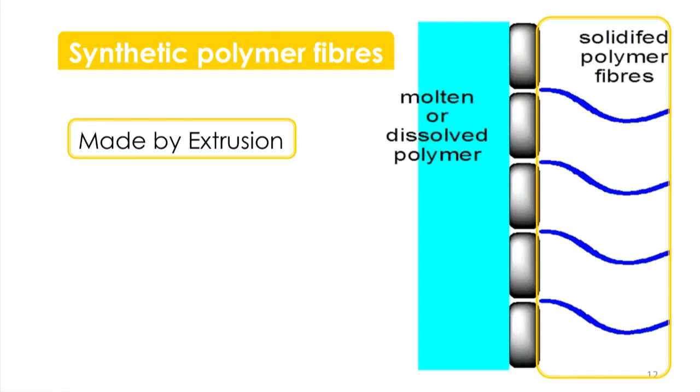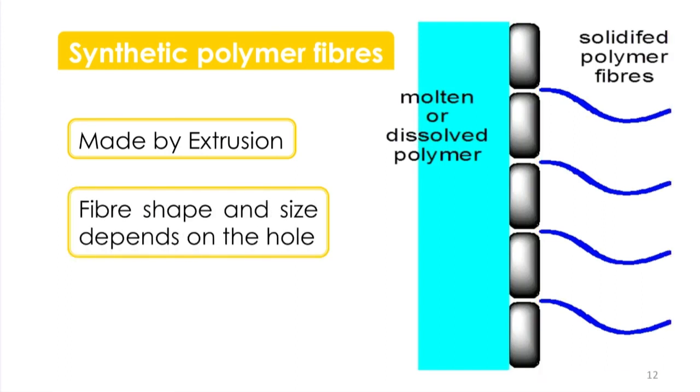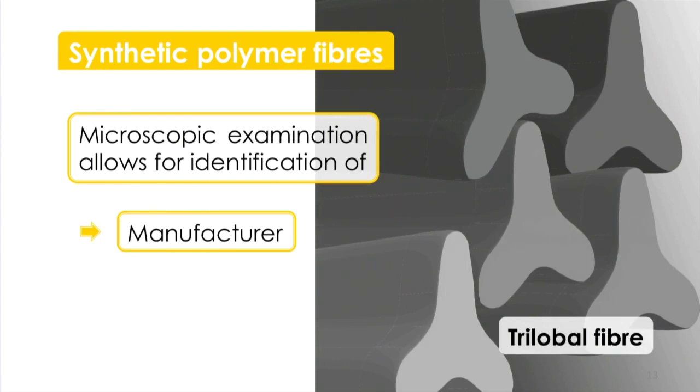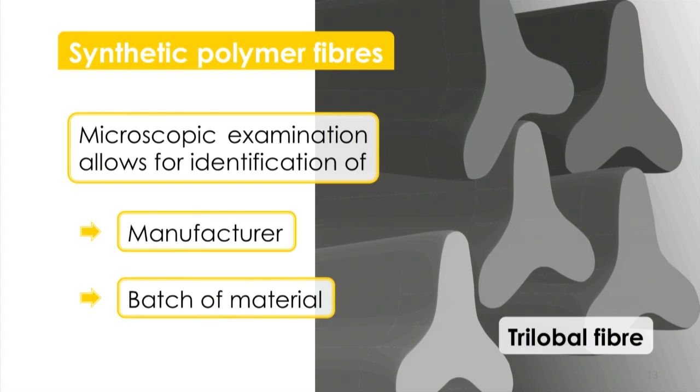So clearly, the shape of the fiber and the size of the fiber are going to depend on the hole that the material was forced through when the fiber was formed. This will vary from manufacturer to manufacturer. So if you have a synthetic fiber, you can look at it under the microscope, and the shape of the fiber will help you to identify which manufacturer and perhaps which batch of material when it was made.